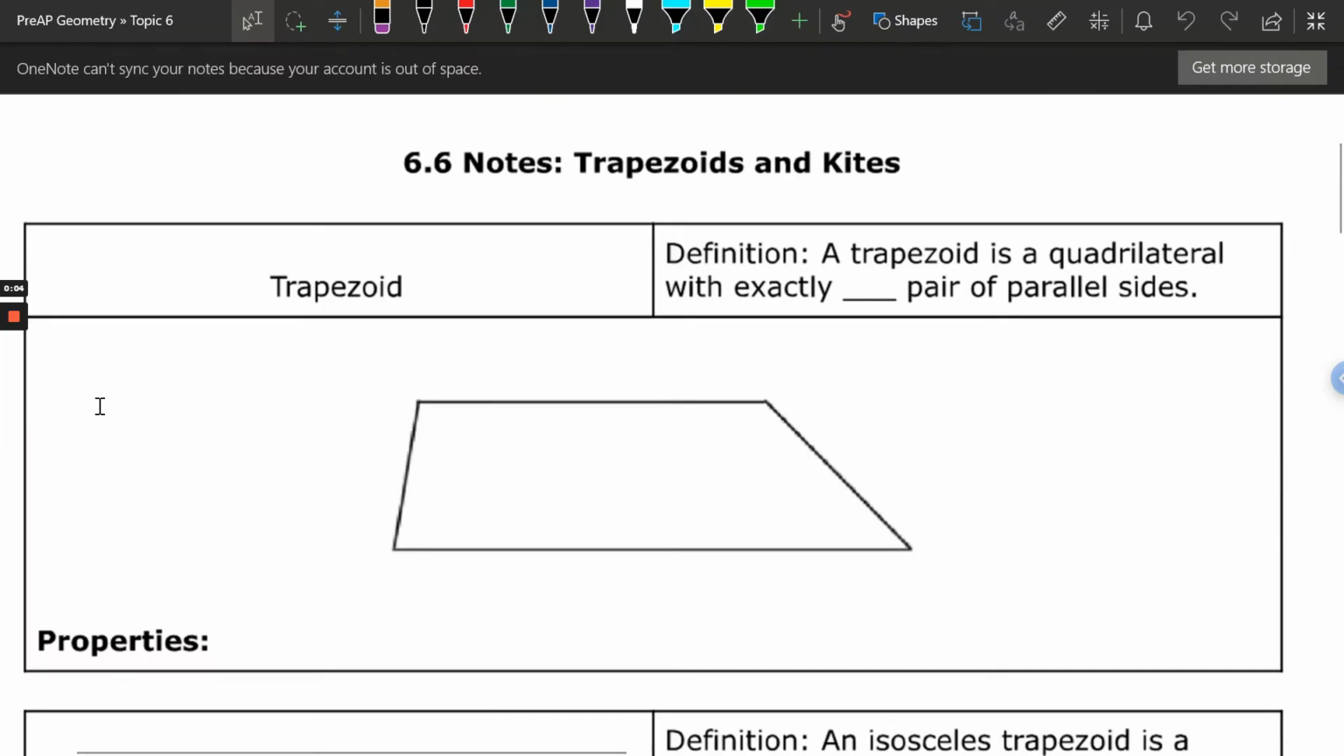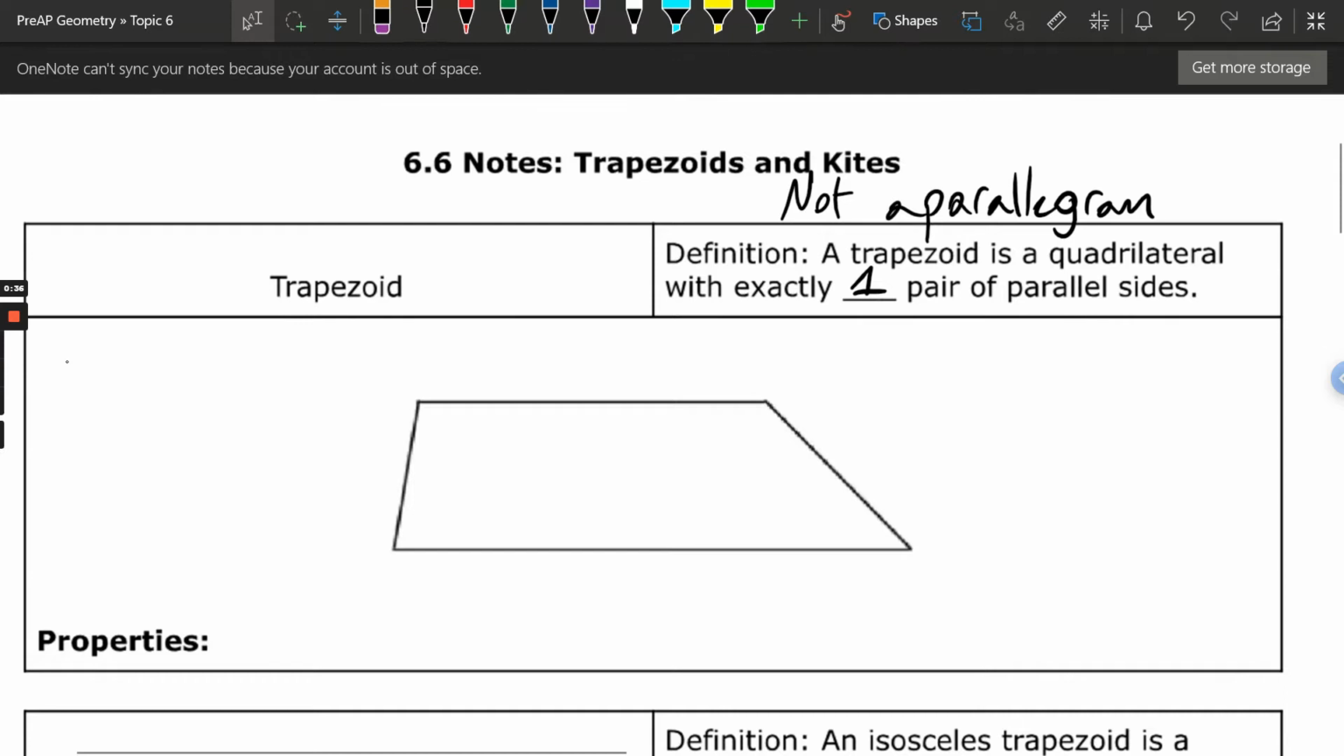Hey guys, so today on the asynchronous day we're going to be learning about trapezoids and kites, which is going to end off our unit here about quadrilaterals. The thing about trapezoids, and specifically the family tree that we've been making, the trapezoid has exactly one pair of parallel sides, so it's actually not a parallelogram, which is the first quadrilateral we've talked about so far that's not a parallelogram. So we only have one pair of parallel sides.